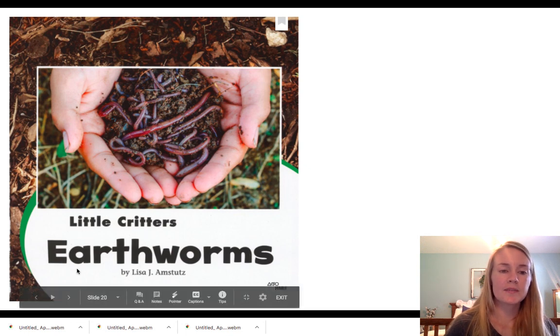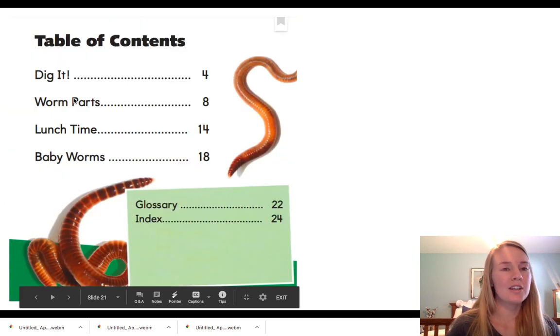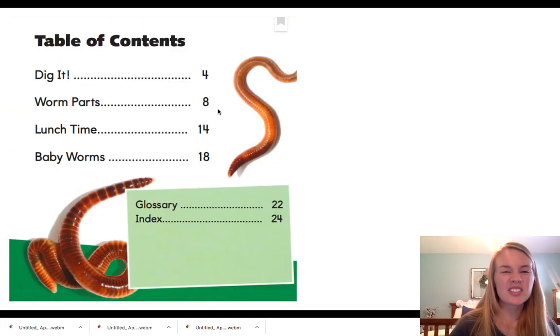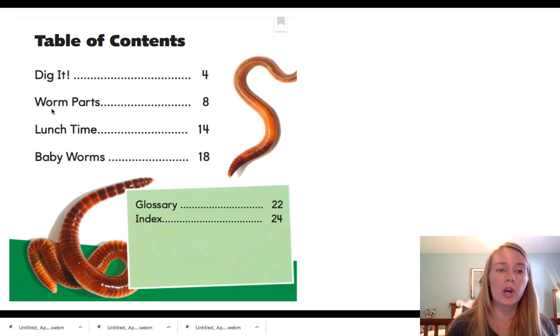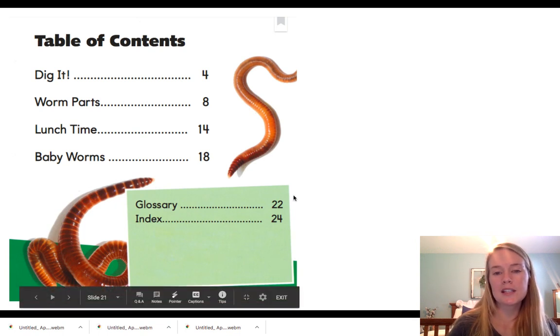Little Critters, Earthworms by Lisa J. Amstoltz. Here's the table of contents. Yesterday we talked about the table of contents, so you should know what we use it for now. We use it to find where information is located in the book. So if I wanted to go back and just read about worm parts, what page would I go to? 8, right.